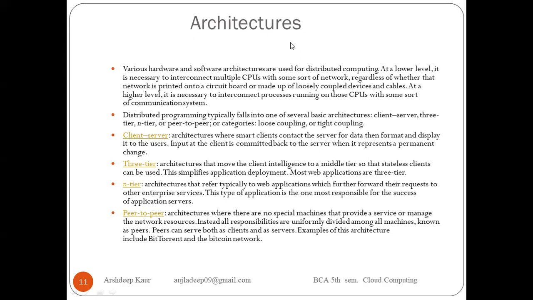Next is peer-to-peer. It means in this architecture, no special machines provide a service or manage the network resources. There is one computer that serves as both client and server. That's why it is called peer-to-peer. We have only one machine, and that machine at the same time works as a client or as a server. Examples of this include BitTorrent and Bitcoin network.